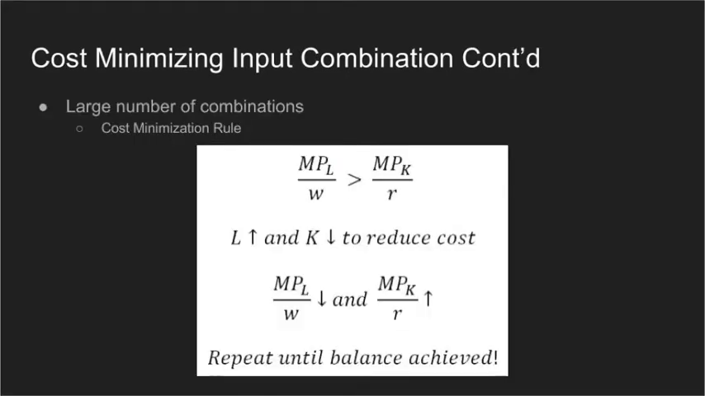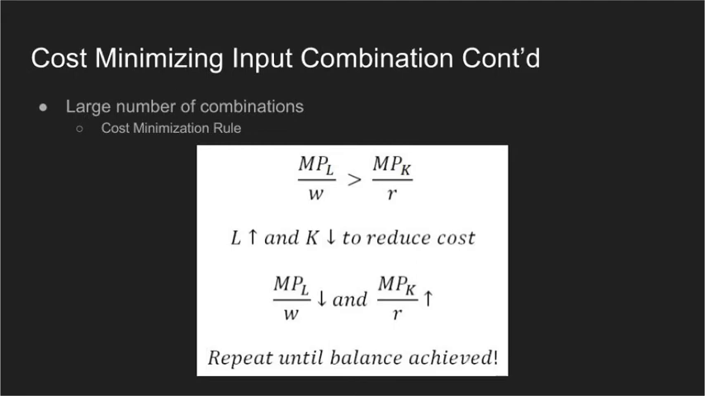Because there can be a very large number of possible combinations, it is much more practical to use marginal analysis to find the cost minimizing level of output, or the cost minimization rule. Firms want to receive the highest possible marginal product for each dollar spent on inputs. To do this, firms adjust their combination of inputs until the marginal product per dollar is equal for all inputs. This is the cost minimization rule.